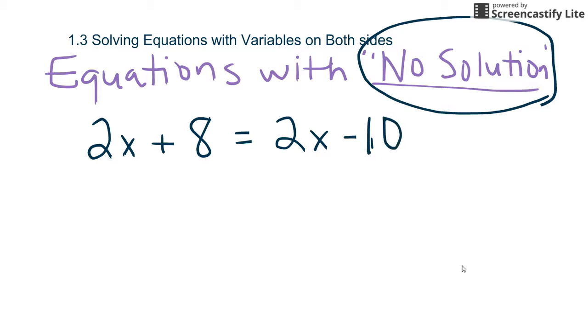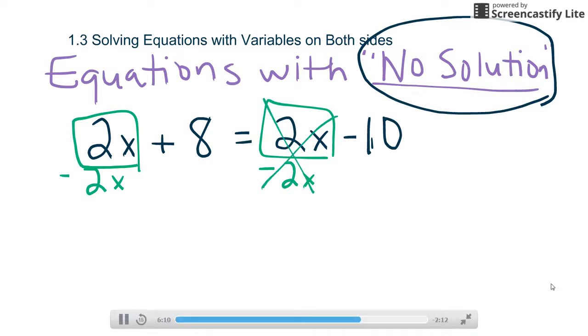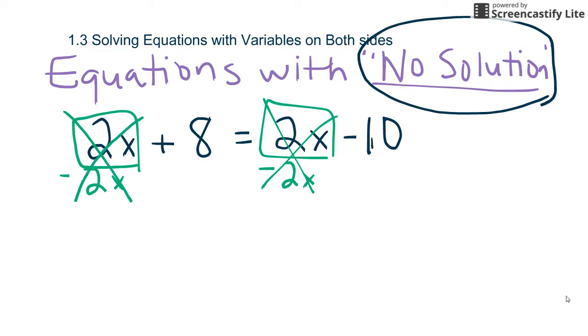Okay, so again, we start the problem like normal because we're not necessarily going to know that it's a no solution. So again, I've got variables on both sides, so I need to get those together. So I'm going to go minus 2x and scoot it over here. Well, this one's gone, but then what happens is, so is this one. 2x minus 2x is gone because it's 0x. So this is gone and this is gone.